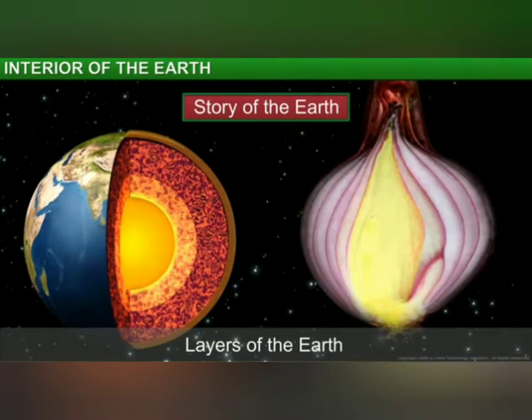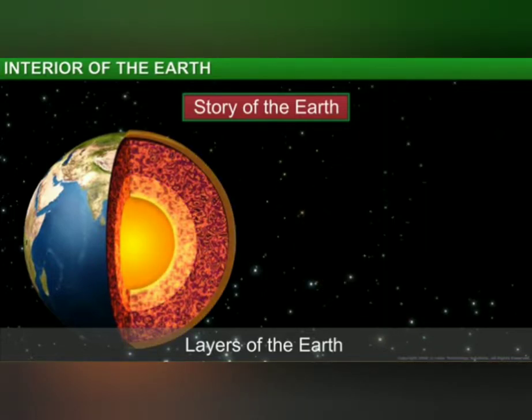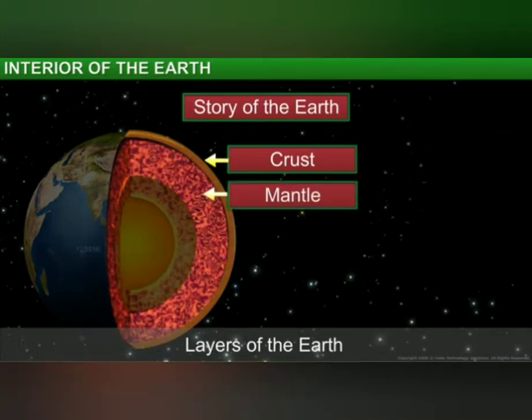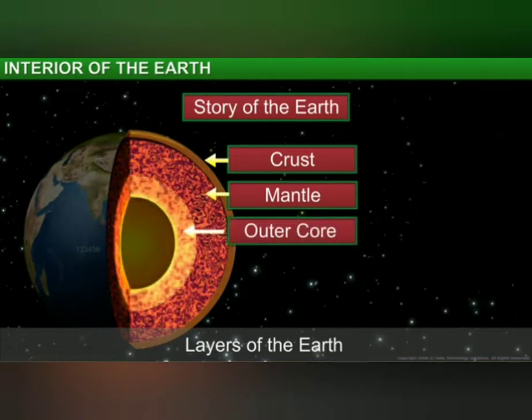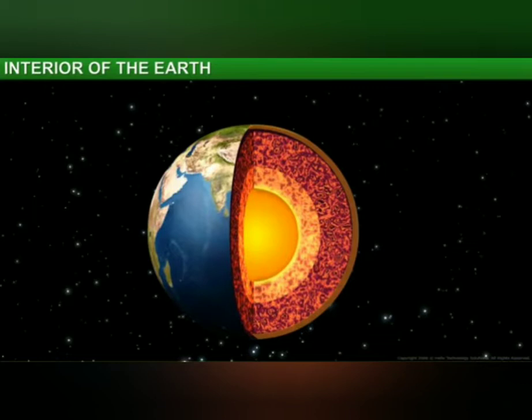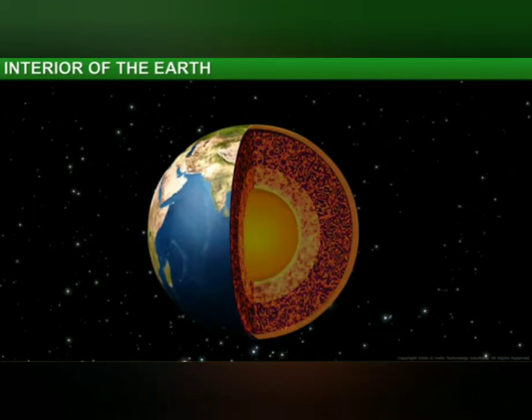These layers are arranged one on top of the other. The outermost layer is the solid crust. Next is the highly viscous layer called the mantle. Below the mantle is the liquid outer core of the Earth. A solid inner core forms the Earth's innermost layer. The topmost layer, the crust, is the thinnest layer.